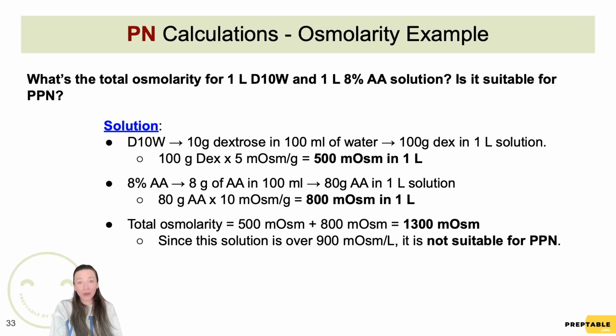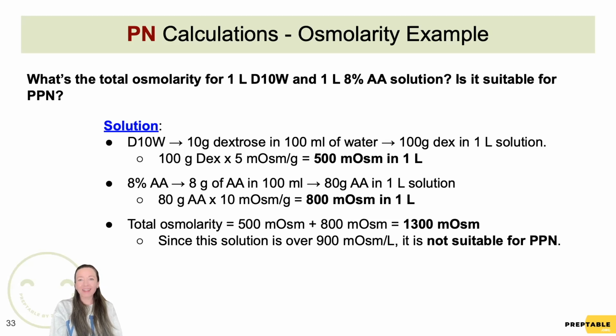Since this total osmolarity exceeds the recommended limit of 900 milliosmoles per liter for PPN, the solution is not suitable for PPN administration. So as you can see, understanding and memorizing the basics we mentioned earlier in the slides will be vital for tackling these calculations. This is also a very simple one to start us off.